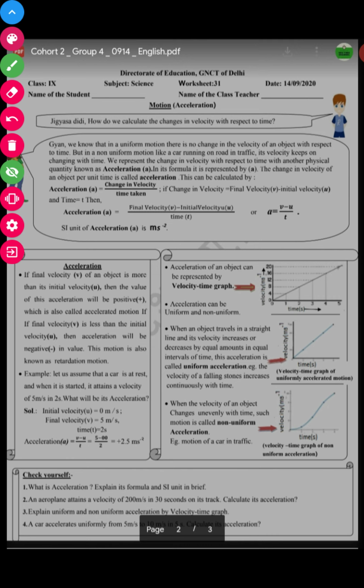Third question, you have to explain the uniform and non-uniform acceleration by velocity. You can draw these two graphs. Okay, and in the fourth question, this is the answer of the third question. You have to draw these two graphs.